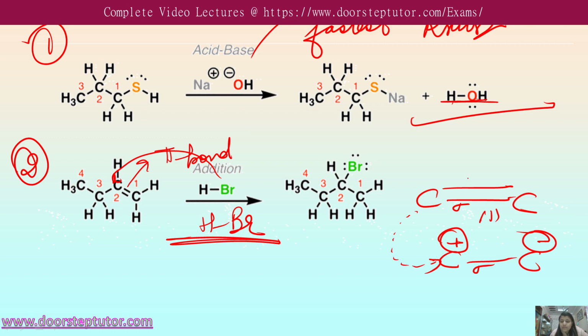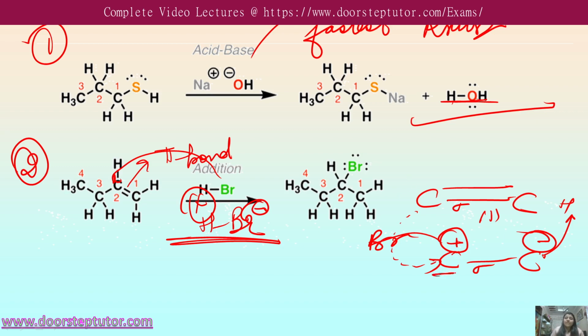If the pi bond is breaking in this way, one carbon atom acquires a positive charge and one carbon atom acquires a negative charge. In HBr, H is positive and Br is negative. That's how things break: Br will connect with the carbon with the positive charge, and hydrogen is going to connect with the carbon having the negative charge. So a positive-negative interaction is going to happen.